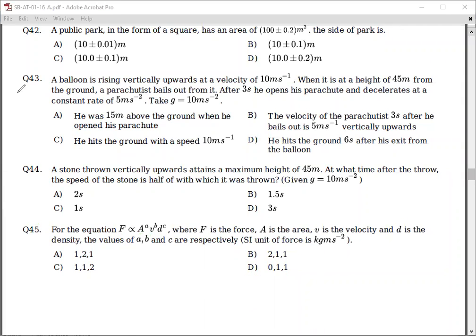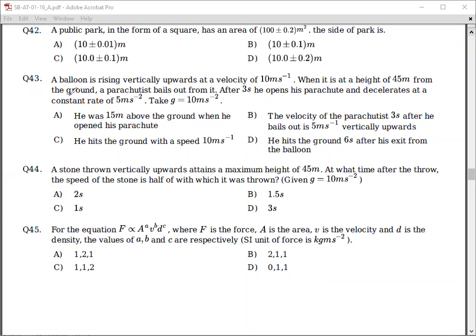Okay. Now 43, 44. Can you solve 43, 44? Any doubt? 43, anyone have a doubt? 44 is easy, I guess. Please ask. 43, you might have a doubt.